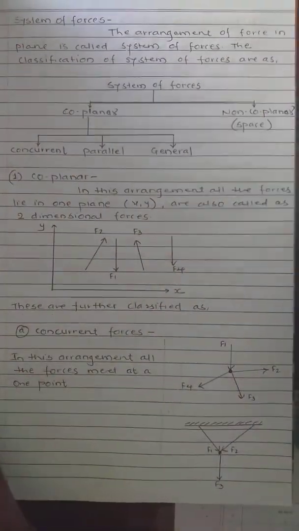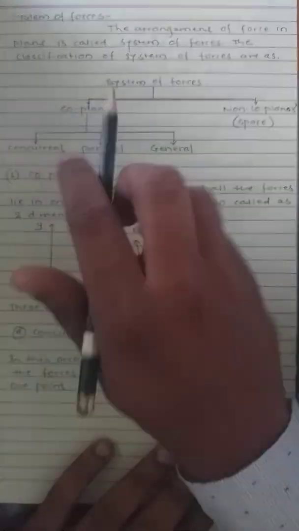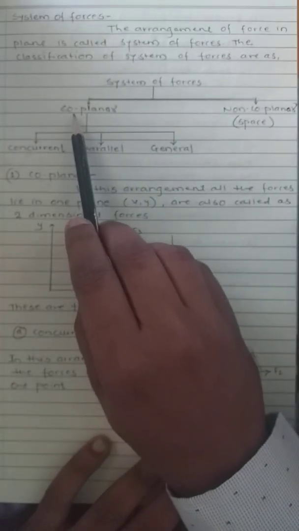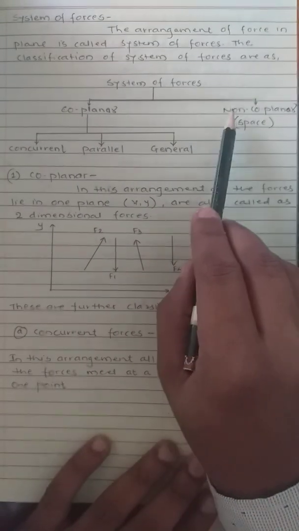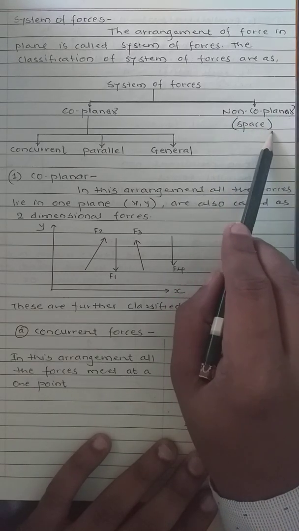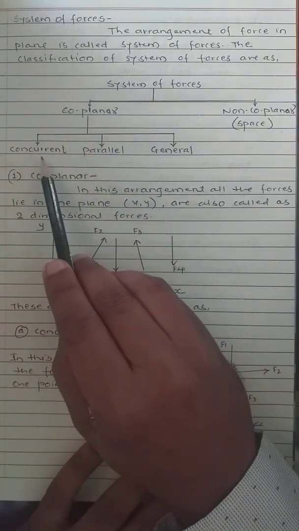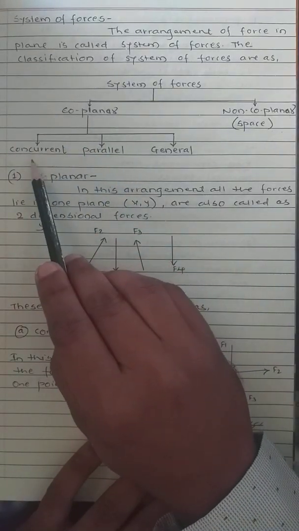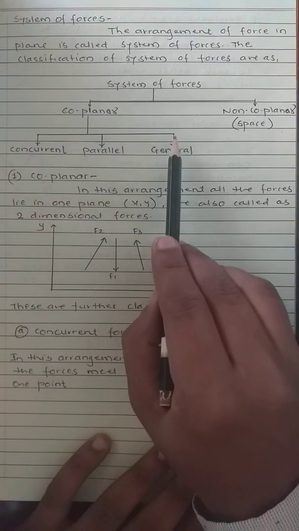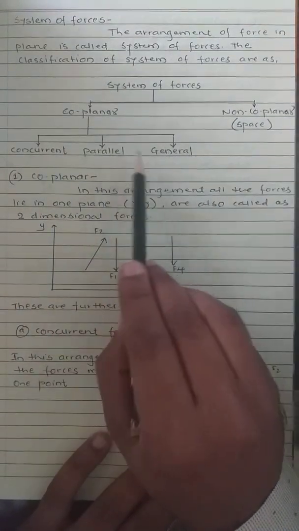Okay. Now the next part is the system of forces. There are different types of system of forces. Number one is coplanar and second is non-coplanar. Non-coplanar force system is also called a space system or forces in space. Again, the coplanar forces are divided into three force systems: concurrent force system, second is parallel force system, and third one is generalized force system. So these are the three types of force system.